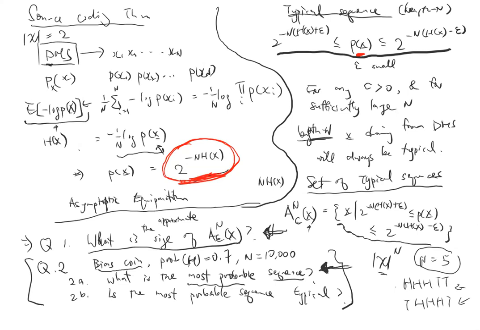Excuse me, Dr. Ting, what's B? Is it the most probable sequence? Yeah, the most probable sequence simply means the sequence that has the highest probability. Wait, you mean 2B? 2B, typical.